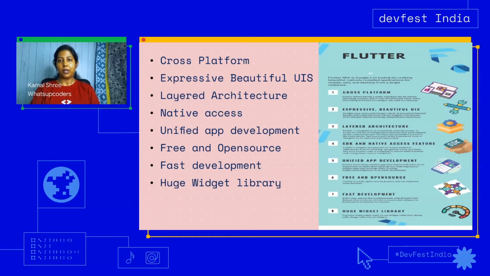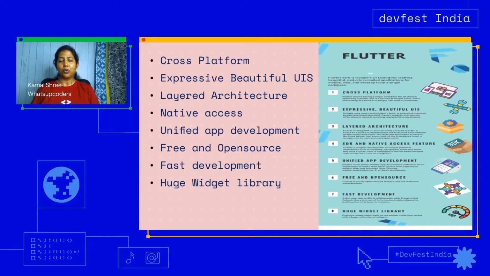So, the first thing is cross-platform. When I say cross-platform, initially we used to have Android and iOS and develop an app, and we used to have two developers to do the job. But now, since it's cross-platform, all I need is a single code base and I'm able to run the same app to cater to different platforms. The next feature is beautiful UIs or the layered architecture.